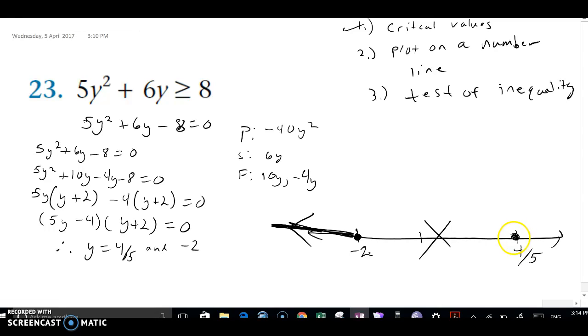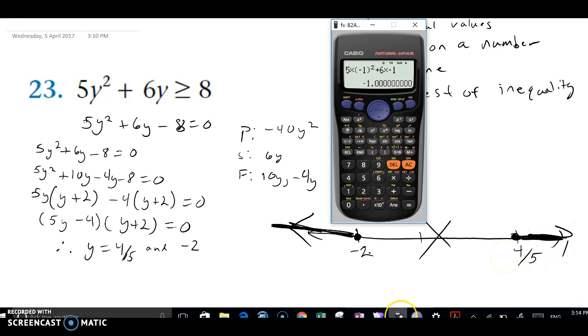More than likely we are going to include everything to the right of 4/5, but I'm just going to test it to show that indeed it is. So let's pick a number greater than 4/5. How about 1? Let's do 1. So then that would be 5 times 1 plus 6 times 1. Is that greater than or equal to 8? Yes, it is. So here I've graphed the solution.